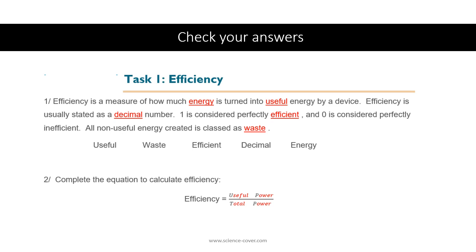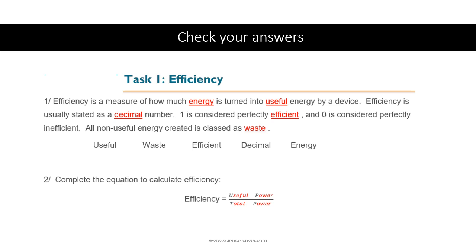Efficiency is usually stated as a decimal number. 1 is considered perfectly efficient and 0 is considered perfectly inefficient. All non-useful energy created is classed as waste. So the missing words were energy, useful, decimal, efficient, and waste.